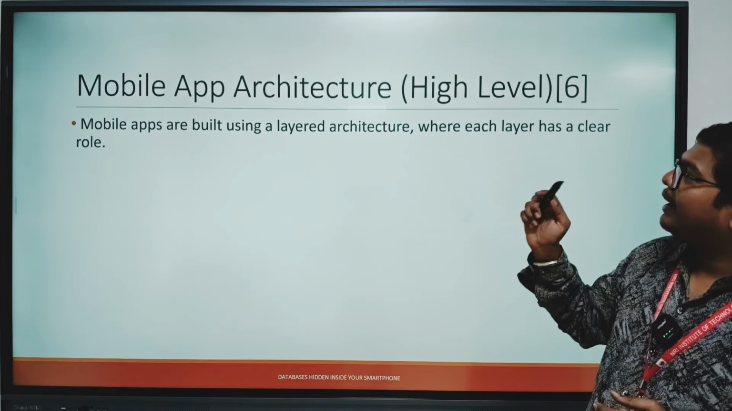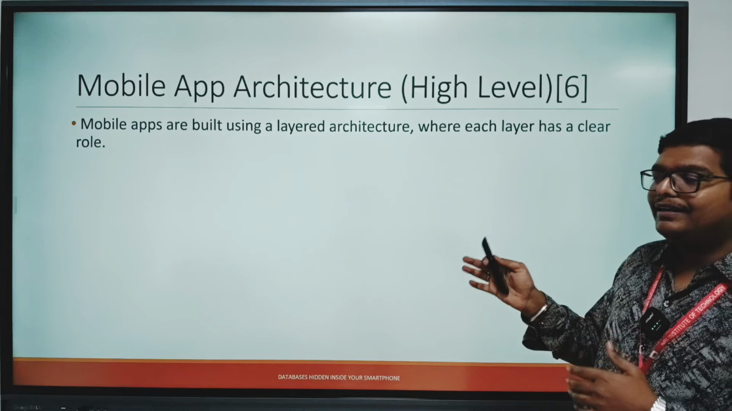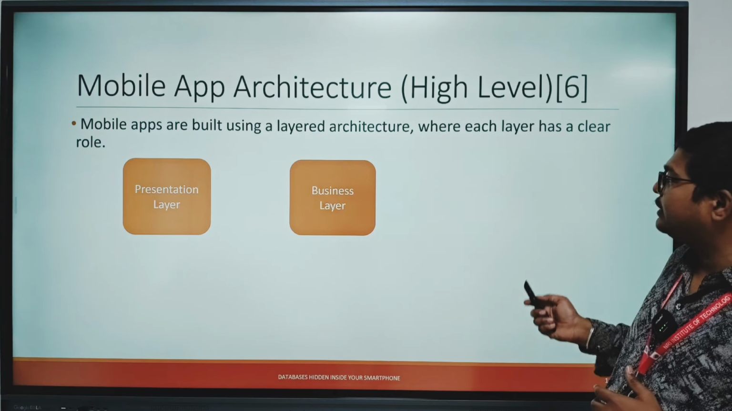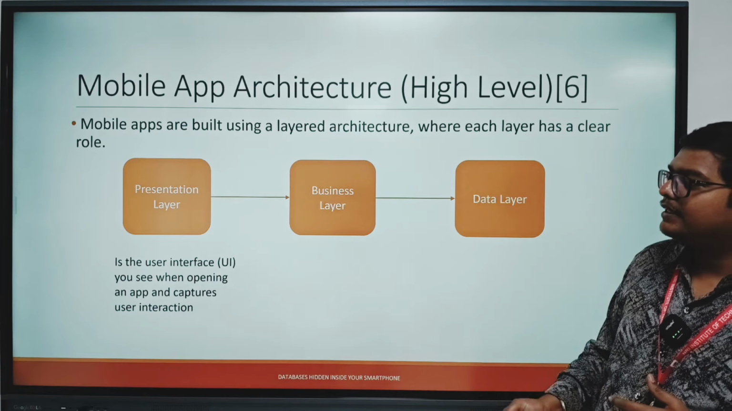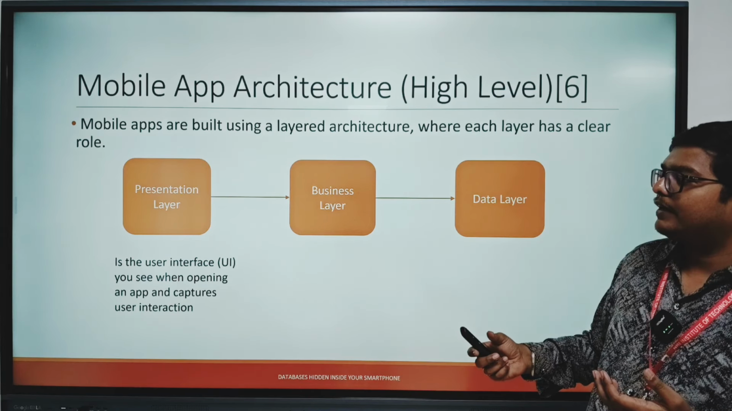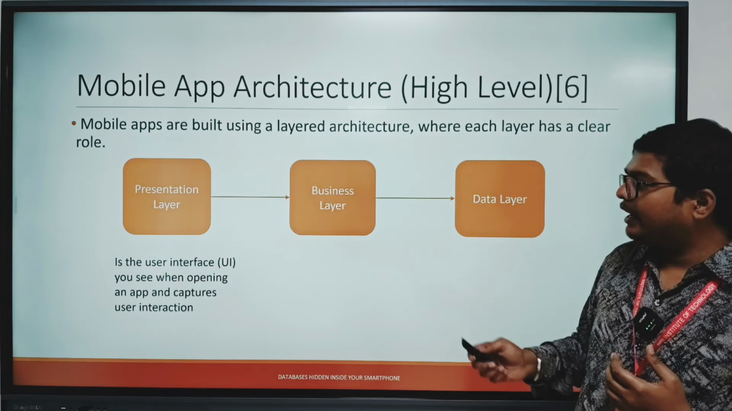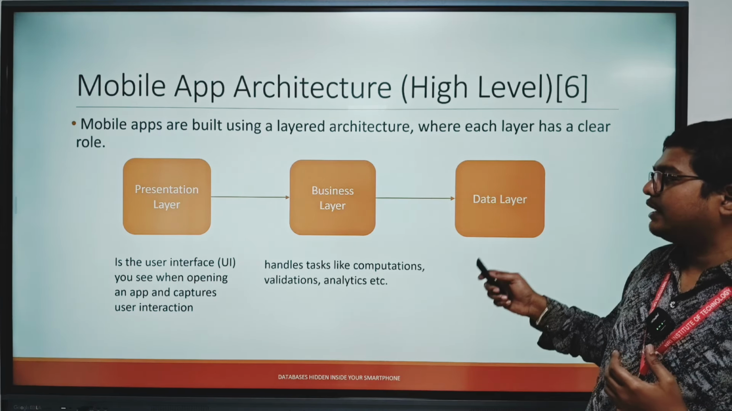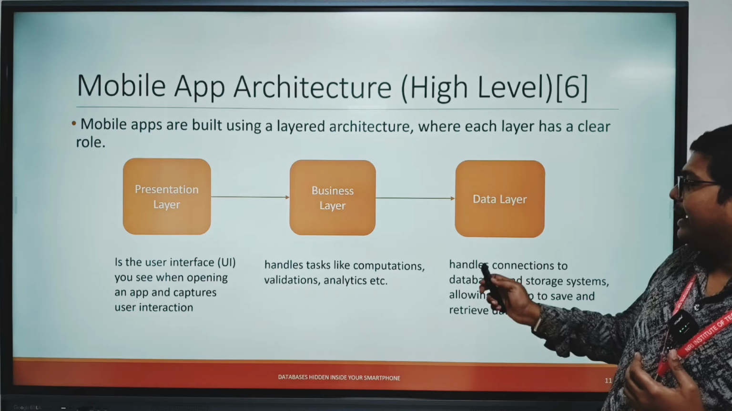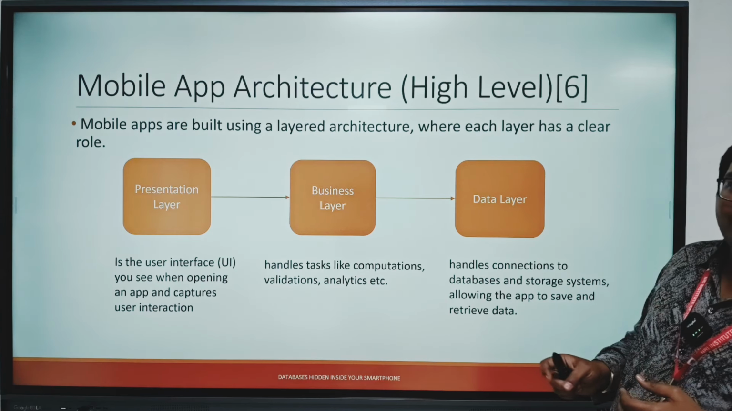Mobile app architecture is mainly divided into 3 layers. The first one is the presentation layer, the second is the business layer, and the third is the data layer. The presentation layer is the user interface. Whenever you try to open an app, it is the user interface, and it captures the user interactions. The business layer handles tasks like computations, validations, analytics, etc. And the data layer handles connections to databases and storage systems, allowing the app to save and retrieve data.